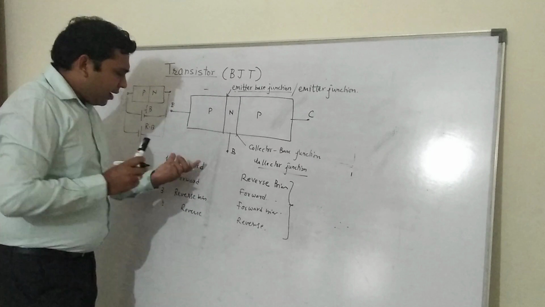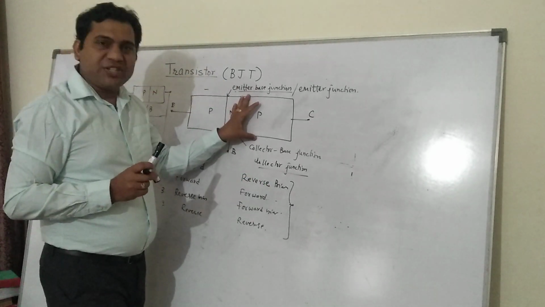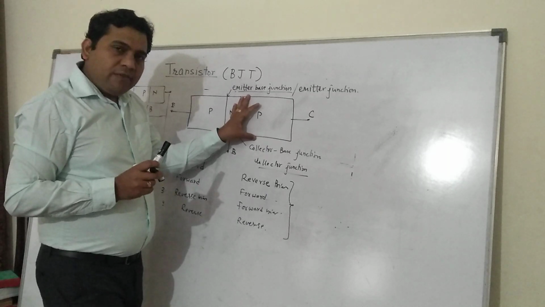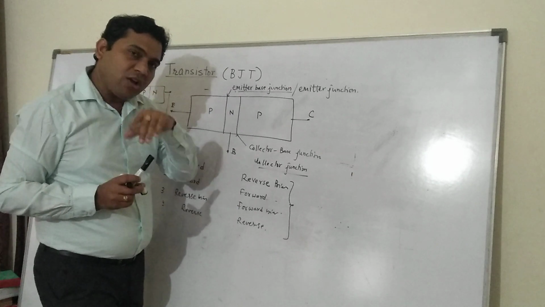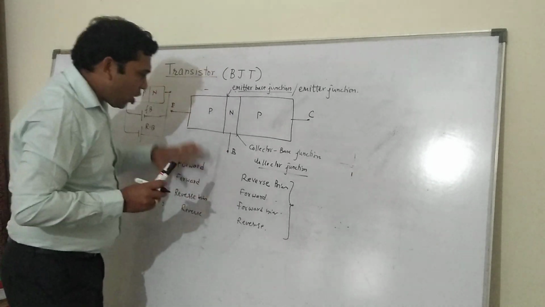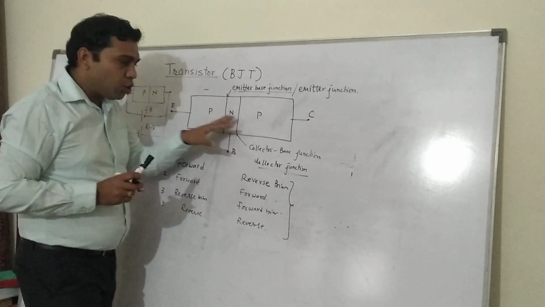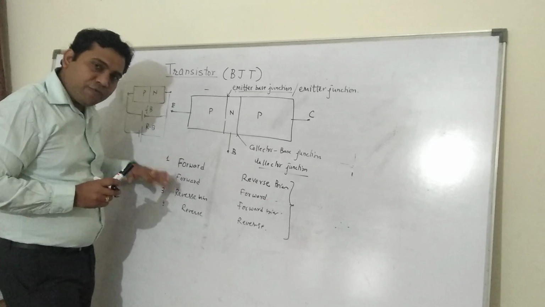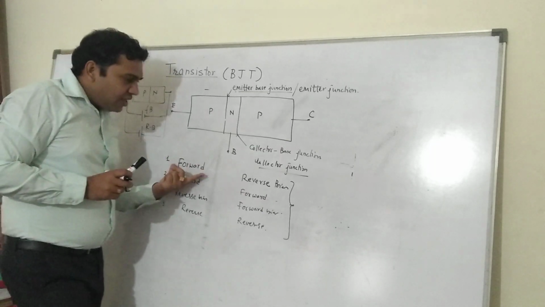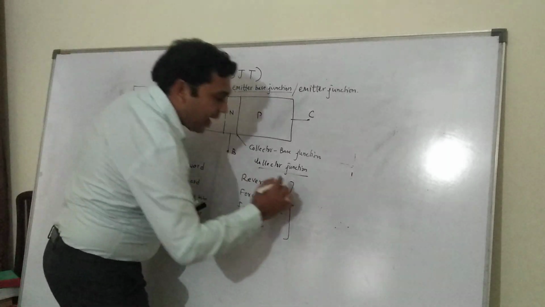When we apply forward bias to the emitter base junction and reverse bias to the collector base junction, we say the transistor is in active mode. We will see the meaning of these things later, but right now I wanted to tell you that this has three terminals and a total of two junctions. These two junctions can be biased in four different ways. Whenever we bias it forward and reverse, we call that the transistor is in active mode.